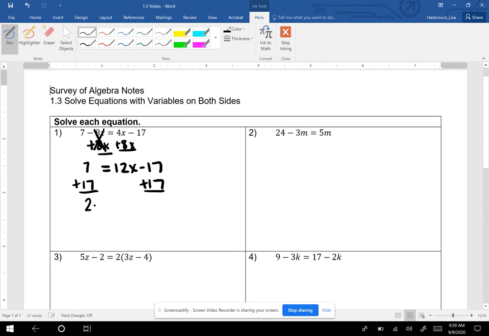7 plus 17 is 24, equals, I bring down the 12x. Now I divide both sides by 12 to get x alone. 24 divided by 12 is 2, so my x is equal to 2.